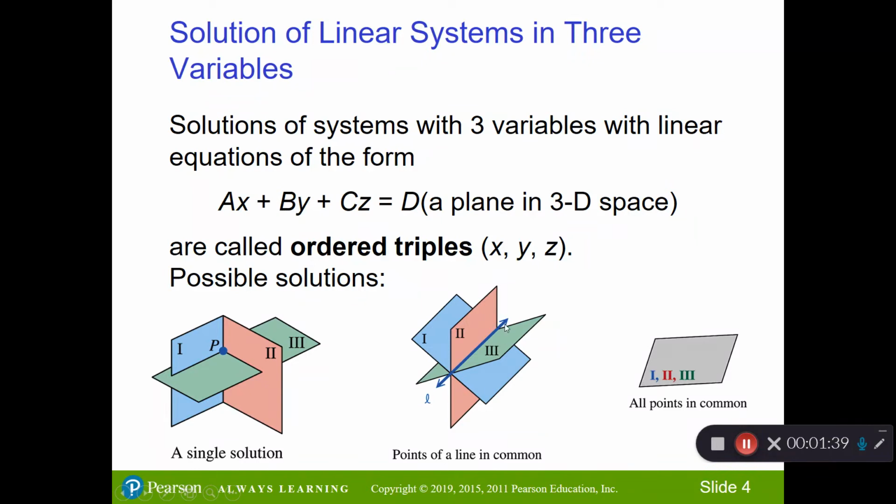Or we may have infinitely many solutions when the planes line up in an infinite line, or if all of the planes lie on top of each other. And then, of course, we may have no solution if we have parallel planes, and that diagram might look something like that. The planes never meet because they're parallel in space.